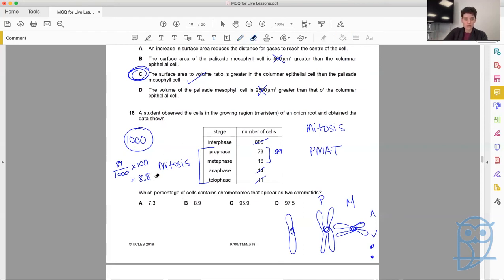Seems like I can't write and speak at the same time. 8.9. So B is our answer. 8.9%. So here you've got to have a good understanding of what's going on in interphase. You've got your G1, your S, and G2, but we don't have any further details. And because some of those are single chromosomes, then we can't say that they are all double chromosomes. Prophase and metaphase, those are definitely appearing as two chromatids for one chromosome.